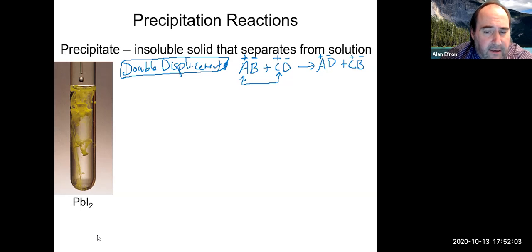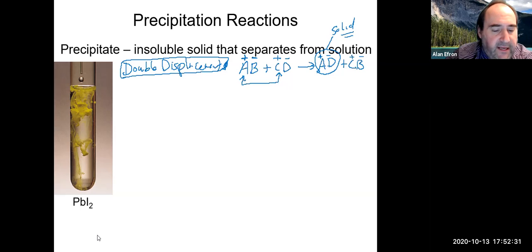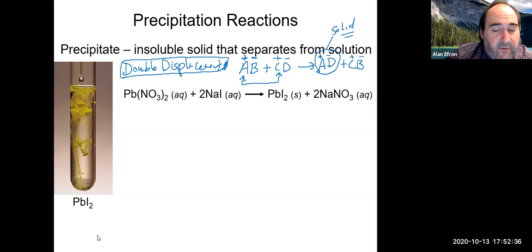Again, the double displacement reaction is really the big category. What we're going to talk about now is a type of reaction known as a precipitation reaction. A precipitation reaction is really a double displacement reaction. The only difference is that in a precipitation reaction, one of our products will make a solid. So the big classification of this type of reaction is double displacement. A secondary classification of a reaction like this is what is known as a precipitation reaction. So this is an example of that.